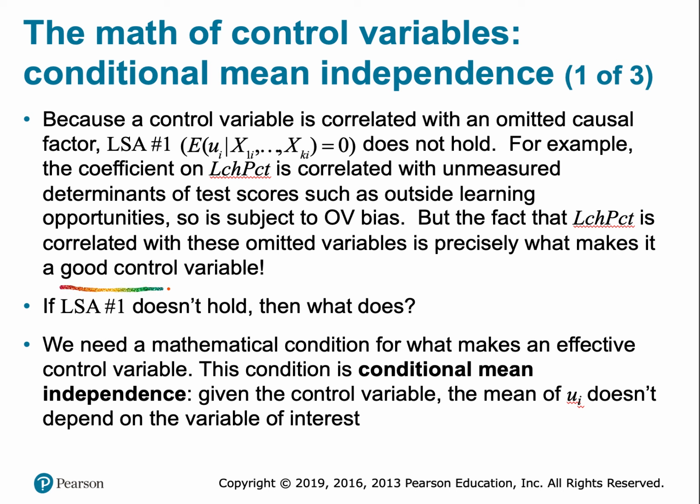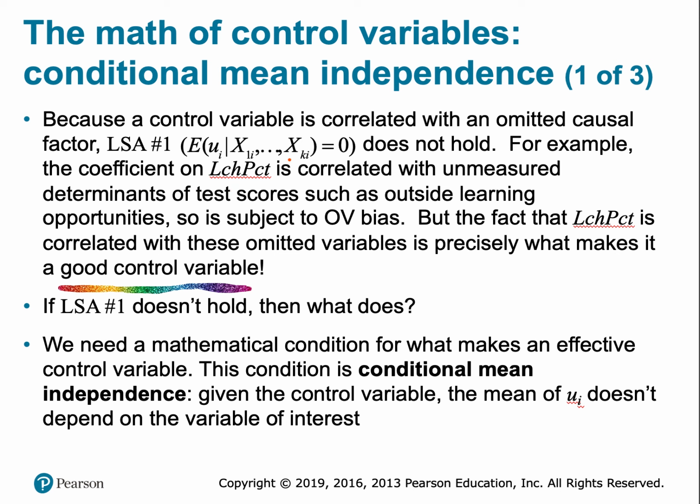What we're trying to do here is capture the variation in outside learning opportunities, where rich kids can afford all kinds of fancy after-school tutoring and the rest of us cannot. So, how do we capture that? One way is to use lunch percent.